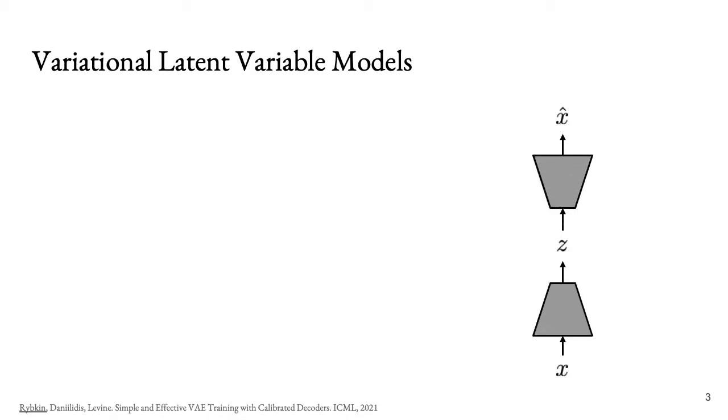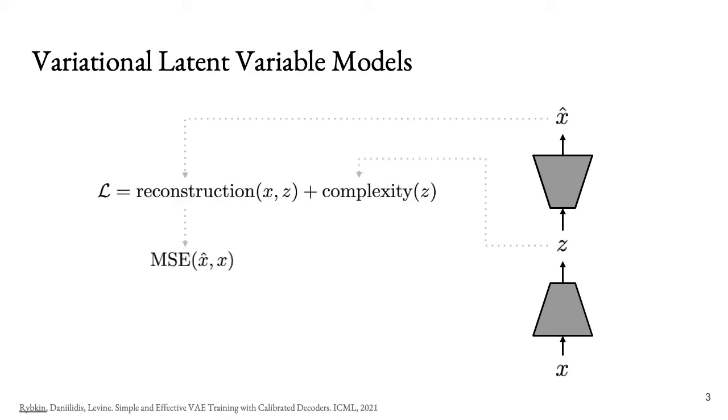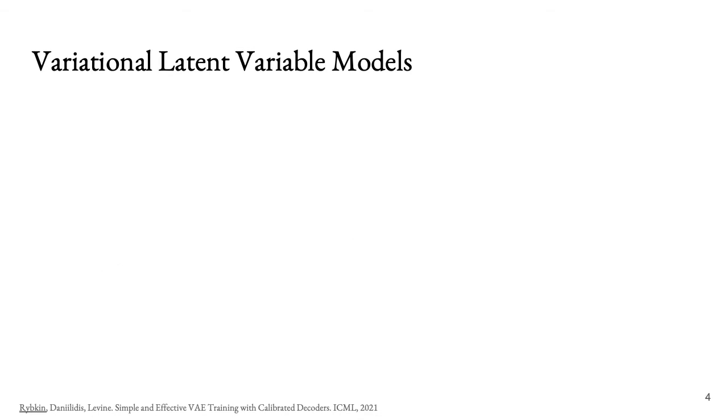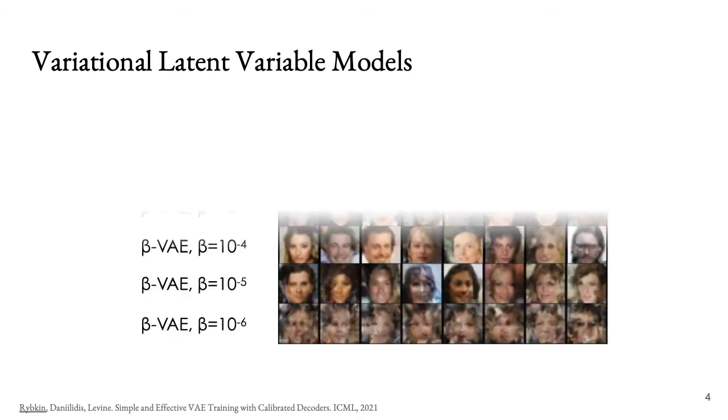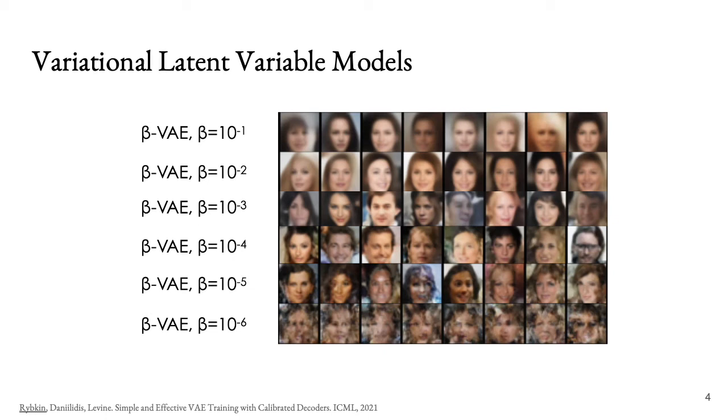At a high level, VAEs learn to reconstruct the data, such as with an MSE loss, and reduce the representation complexity with a KL divergence loss. To balance the losses, many practitioners use a heuristic weight beta in a method called beta VAE. When the beta is too low, the generated images are unrealistic, while if the beta is too high, the images are blurry.